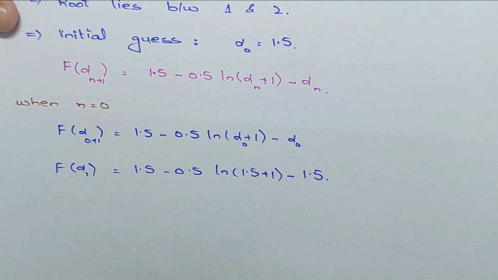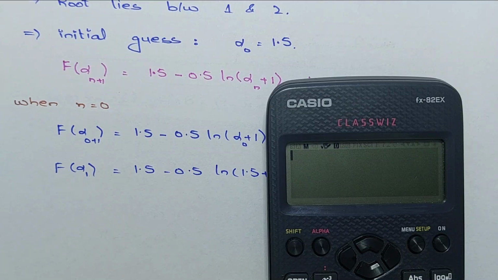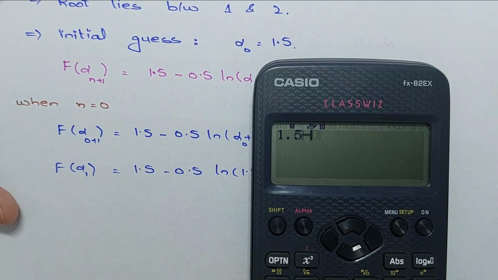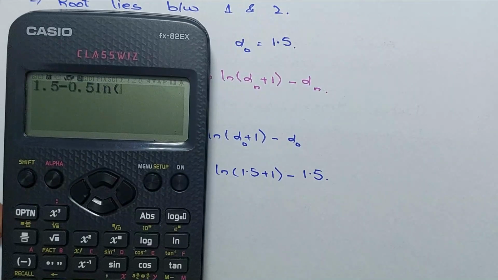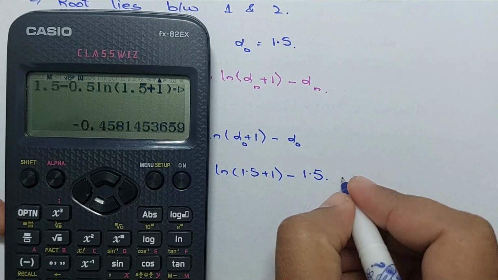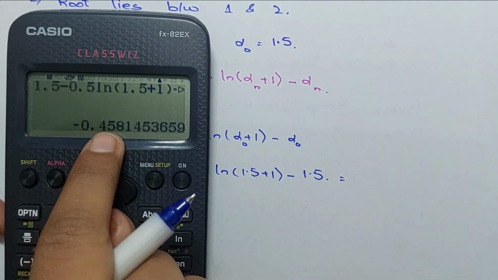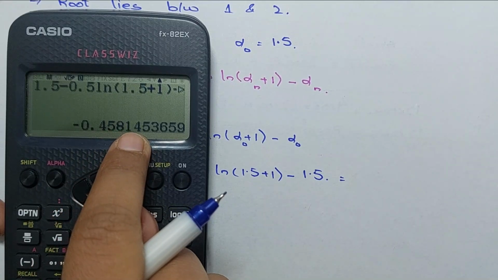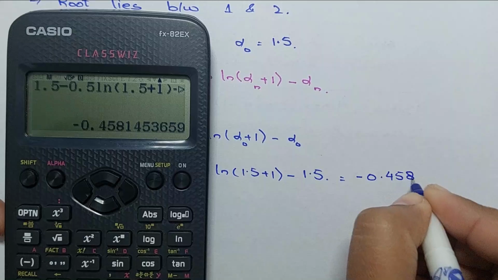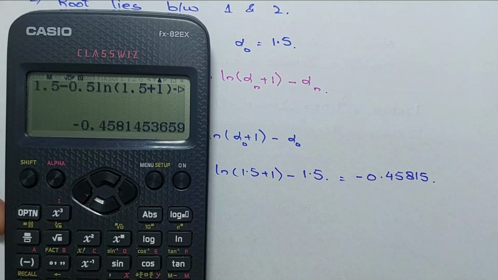We know that for every iteration we have to give the answer to 5 significant figures, right? 1.5 minus 0.5 ln of (1.5 plus 1) minus 1.5. The answer to 5 significant figures: 1, 2, 3, 4, 5, so it rounds to 5. Minus 0.4585. Okay, now the next one.